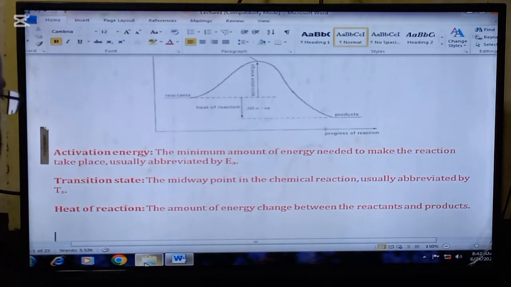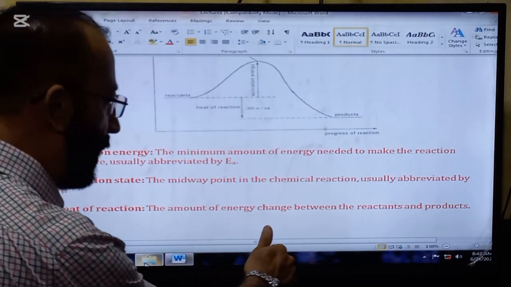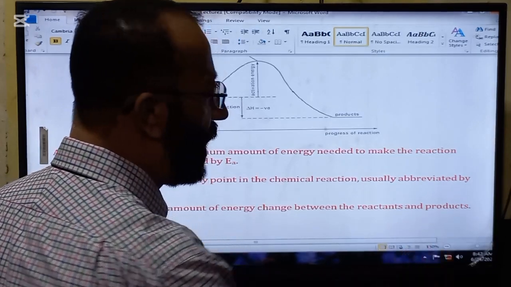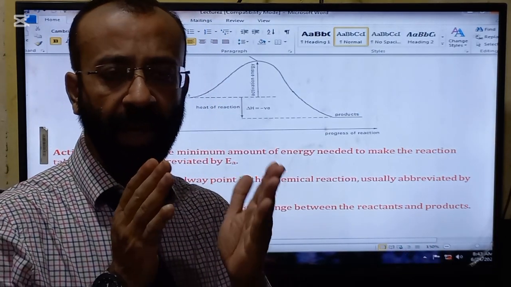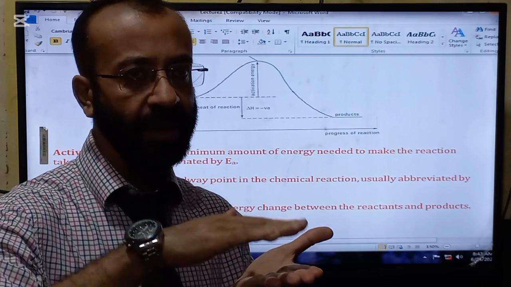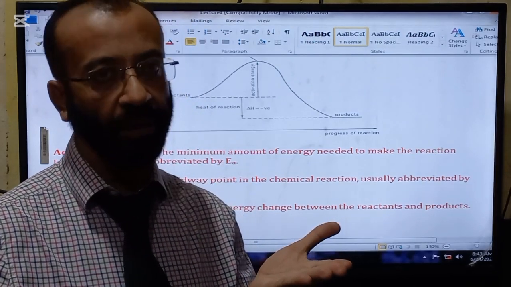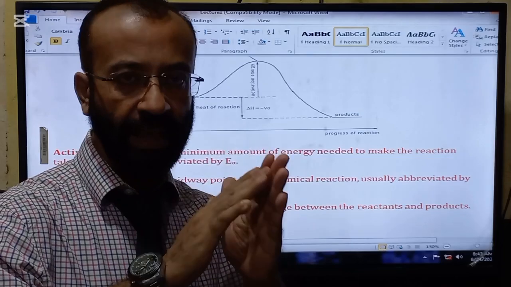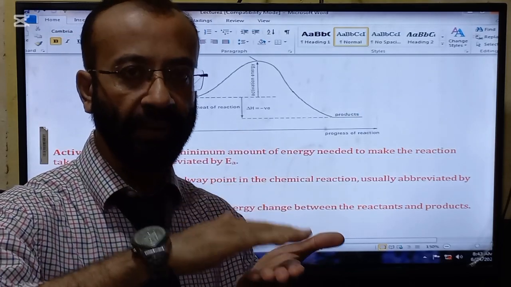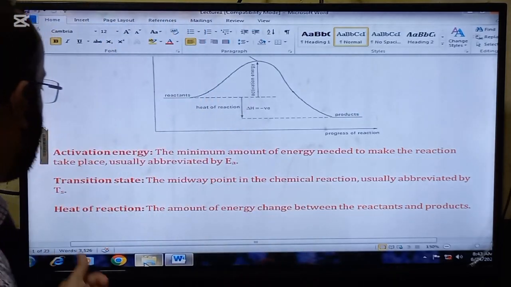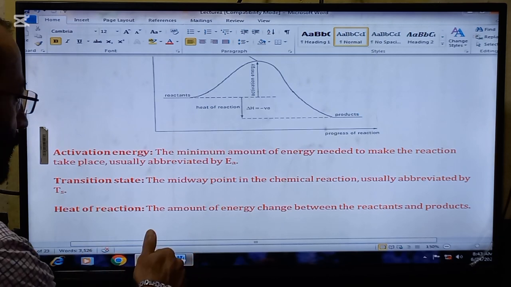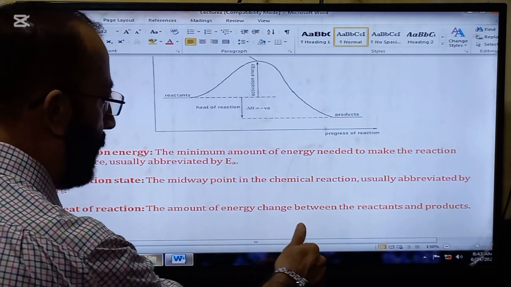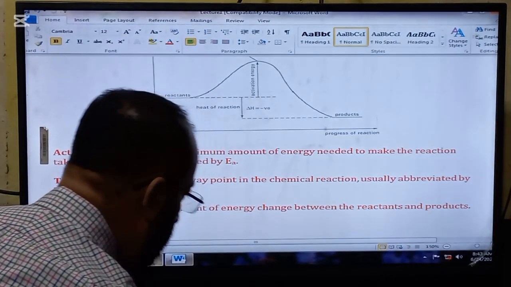Next definition is heat of reaction: the amount of energy change between the reactants and products. Listen and understand. The energy of the reactants is not equal to the energy of the products. This change in the energy of the reactants and products is called heat of reaction. Read again: the amount of energy change between the reactants and the products.